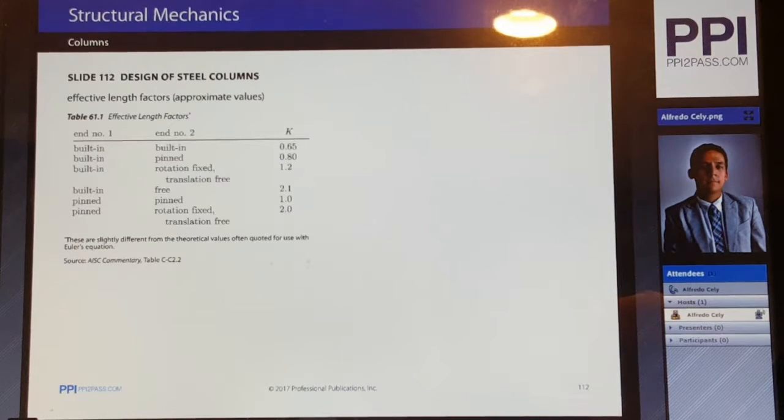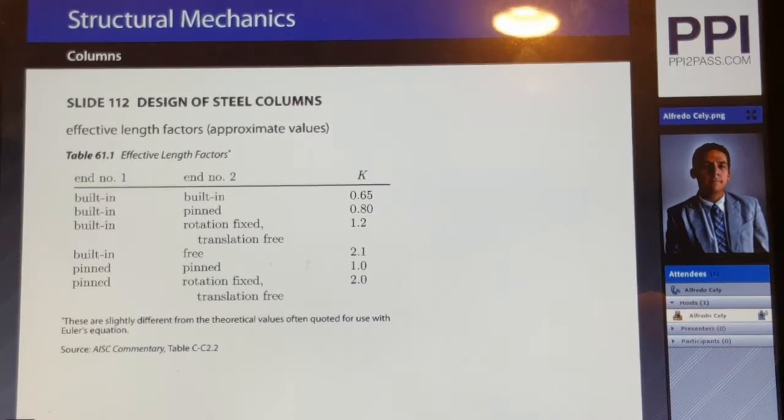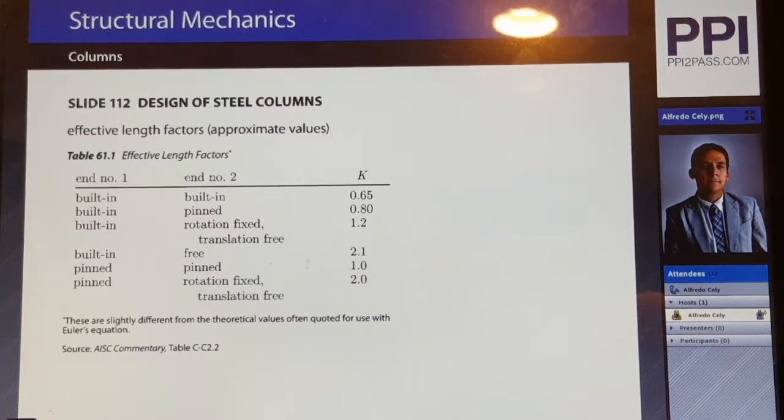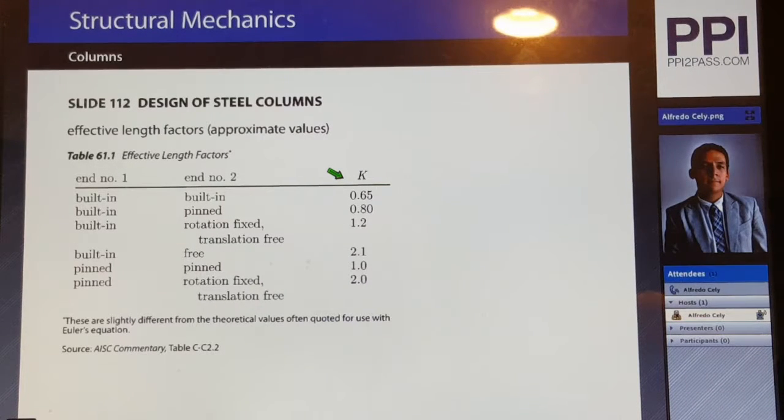Here we have table 61.1 of the CERM that shows the effective length factors for steel columns. So we have the description of the two different ends of the column. We have one end that is built-in and another end that is also built-in. Then we have the effective length factor for that type of column. If one end is built-in and the other one is pinned, then our effective length factor is going to be 0.80. If one end is built-in and the other end is fixed to rotation, but it allows for translation, then our K factor is going to be 1.2.